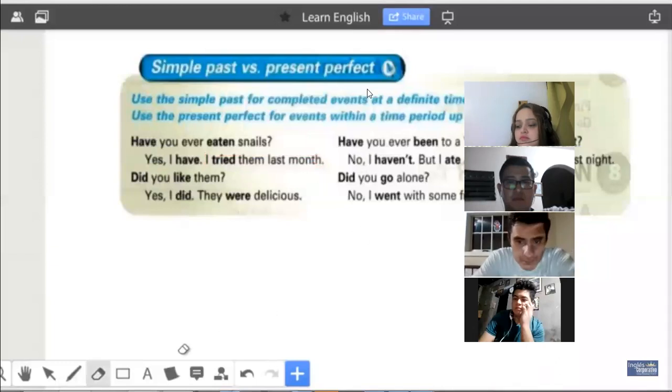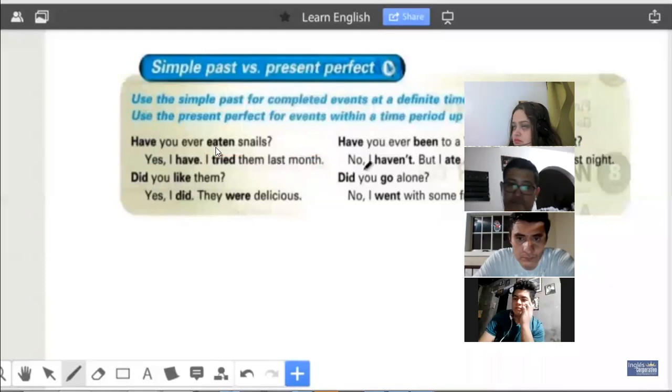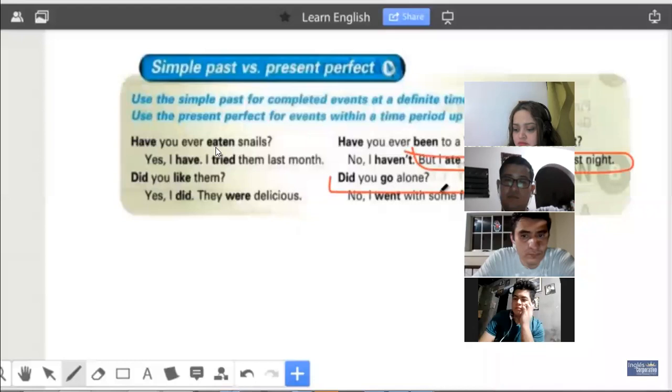Have you ever been to a Vietnamese restaurant? We start off the question using the present perfect, and then you continue on and you give either a positive or a negative answer. In this case, it happens to be a negative answer. No, I haven't. And then you might give more information, but I ate at a Thai restaurant last night, right? And then the next questions that follow here are in the simple past. Did you go alone? No, I went with some friends.